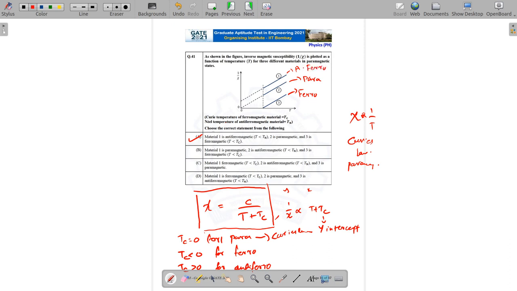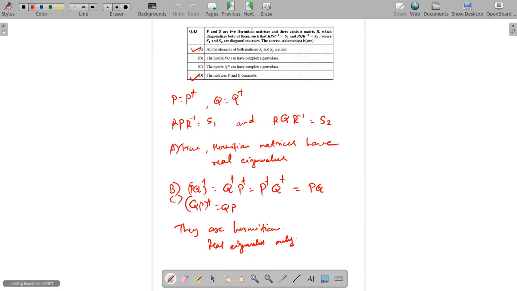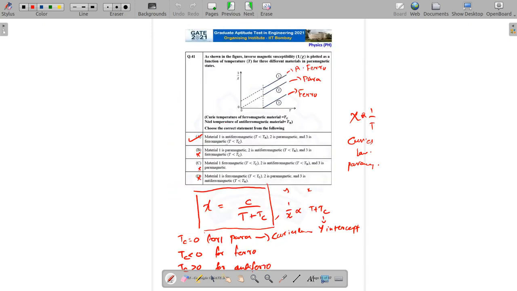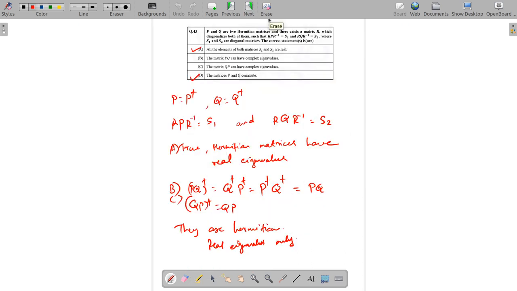Okay, now just look at the options. Material 1 is antiferromagnetic, 2 is paramagnetic, 3 is ferromagnetic, which is true. Any other options are all wrong. That's all. So just remember this relation: chi is C by T plus Tc, where Tc is positive for antiferromagnetic and Tc is negative for ferromagnetic.